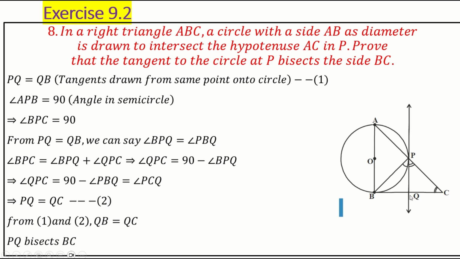Okay. And BPQ is same as PBQ. Correct? Same as this angle. So 90 minus this angle is nothing but this angle, right? Because these two are 90 degrees. If this is 90 degrees, these two are 90 degrees. 90 minus this angle is nothing but this angle. So all are same basically. So PQ equal to QB as well as PQ equal to QC. Okay. From these two equations, we can derive that QB equal to QC, which means PQ bisects BC.